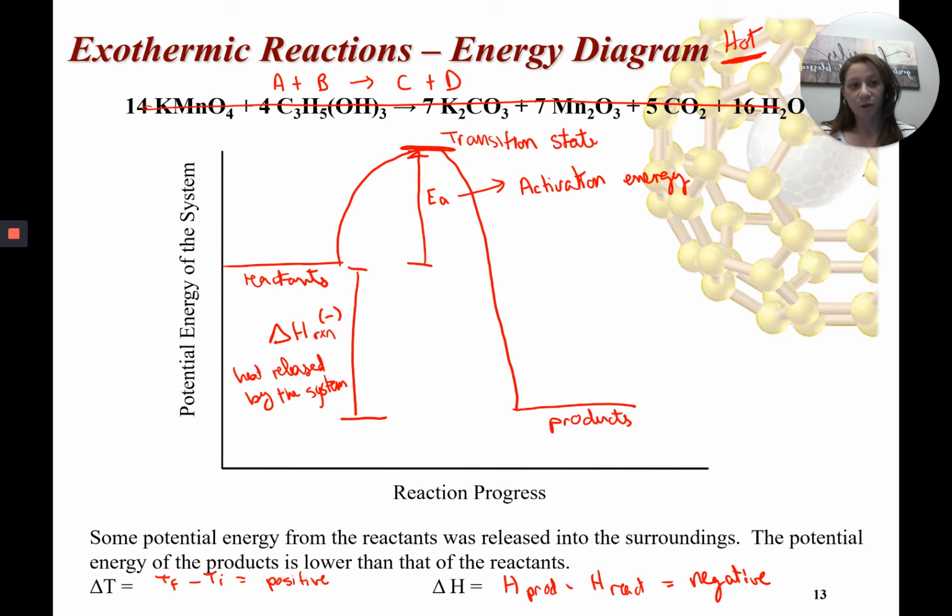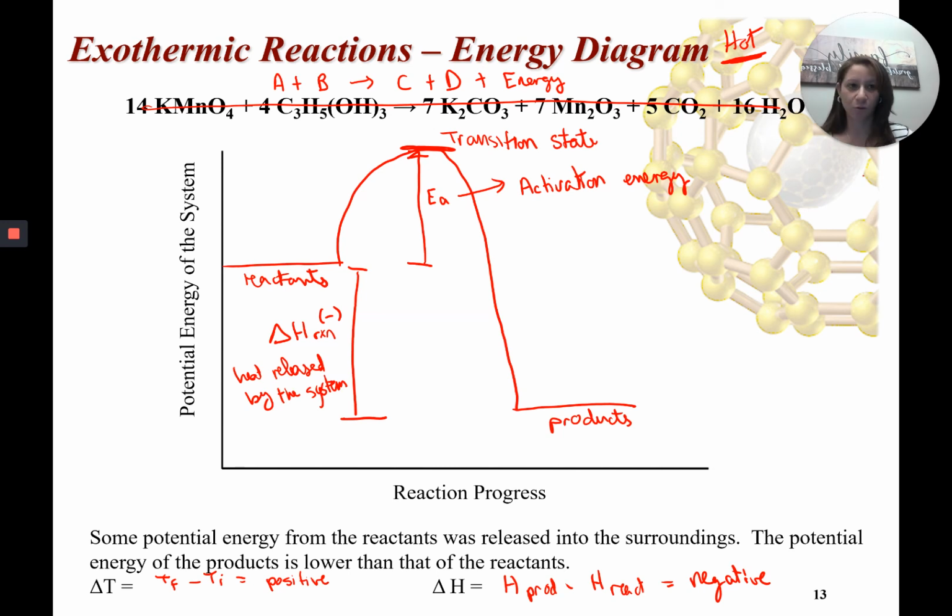Since in an exothermic process, you are giving off heat, the system is releasing energy. We put the energy or the heat on the product side of the equation. So if you see an equation where there's energy or heat on the product side, that is another clue that it's an exothermic process because the heat is given off by your system.